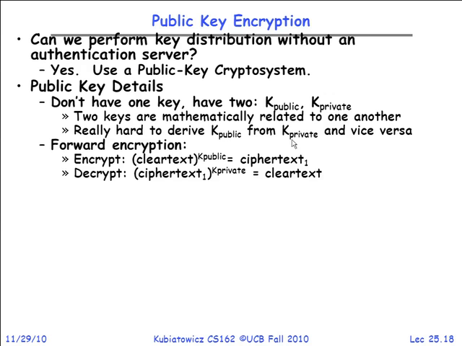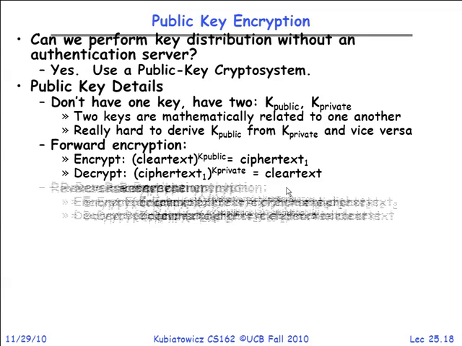Now, we can talk about forward encryption, where we take clear text and encrypt it with K public. That gives us ciphertext 1, which gets transmitted. Ciphertext 1 decrypted with K private gives us the clear text back. And we can typically go the other direction: clear text with K private gives us ciphertext 2. Ciphertext 2 with K public gives us the clear text back, and the ciphertexts are different.